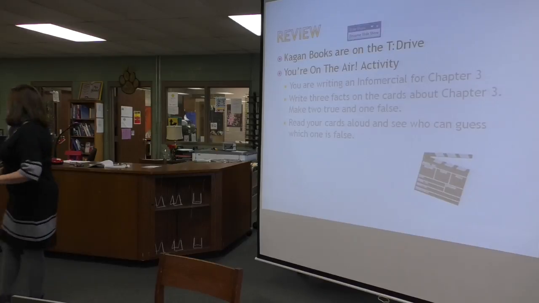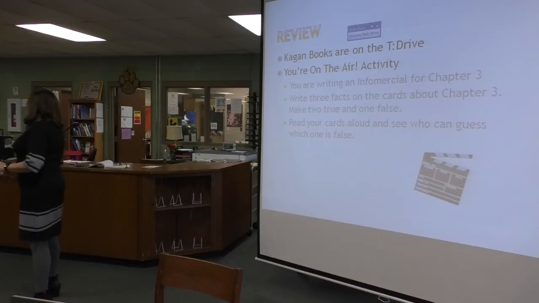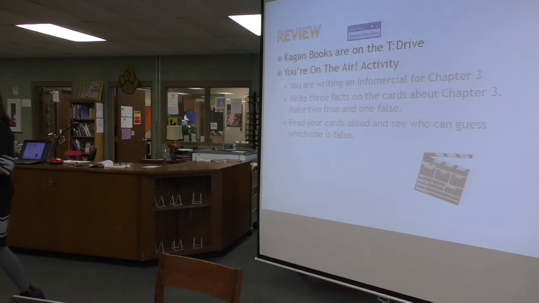Okay, so first let's go ahead and do this. So what you're going to do is you're going to write an infomercial with your group for chapter 3. Okay, so you're going to use these cue cards as if you were going to be the person that was going to speak in the British accent and do the infomercial to really sell the information in chapter 3.